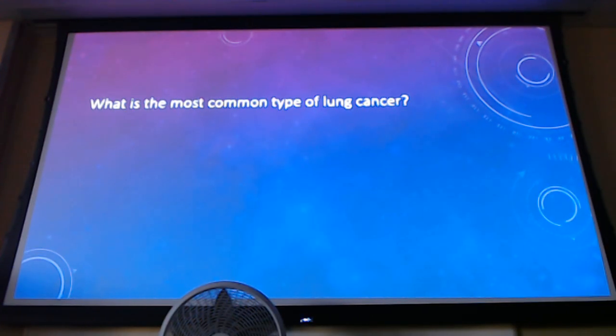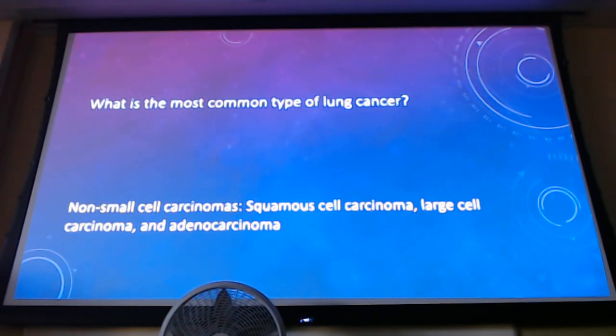Okay, what's the most common type of lung cancer? Non-small cell, which includes which three types? Adenocarcinoma. Two more. Squamous cell carcinoma. And if it's not non-small, it's what? Large cell. Good. Okay. Good.